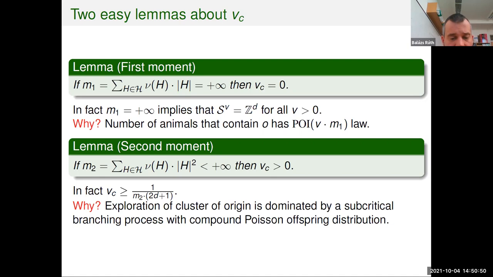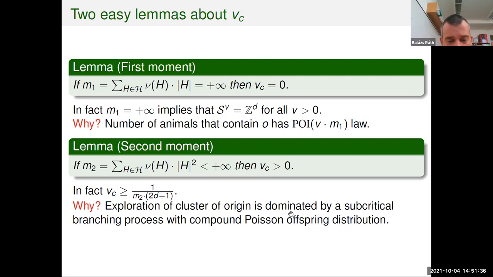I'm not really going to detail the proof of this, but the heuristic idea is you can explore the connected cluster of the origin by taking a look at the animals that pass through the origin. Then you can take the union of those animals. Then you can take a look at those animals that intersect this, or at least are adjacent to this set. And then you can go on and explore the connected cluster of the origin, going through generation to generation, always in the next round looking at the animals that connect to the cluster that you previously explored.